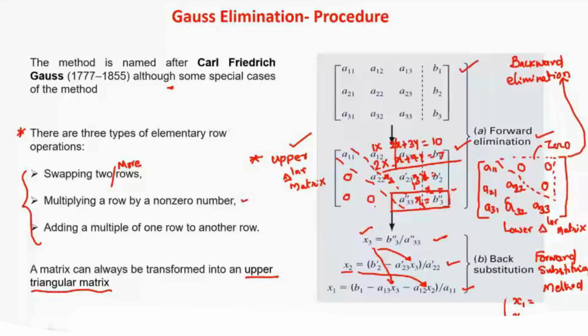So this is the procedure adopted in Gauss elimination. In a nutshell, what we have to do: a set of equations is given. First of all, we write those equations in matrix form, and then apply the forward elimination procedure. In the forward elimination procedure, we convert the existing matrix into an upper triangular matrix, and then we apply the back substitution method to find the values of the unknowns. Those unknowns are x3, x2, x1. So this is the procedure adopted in Gauss elimination.